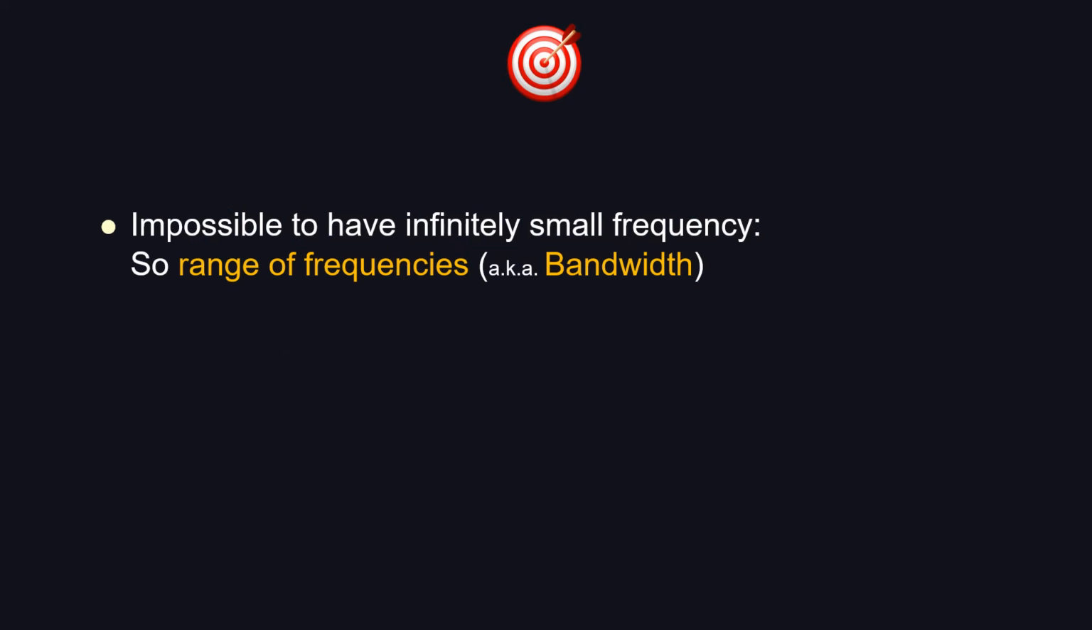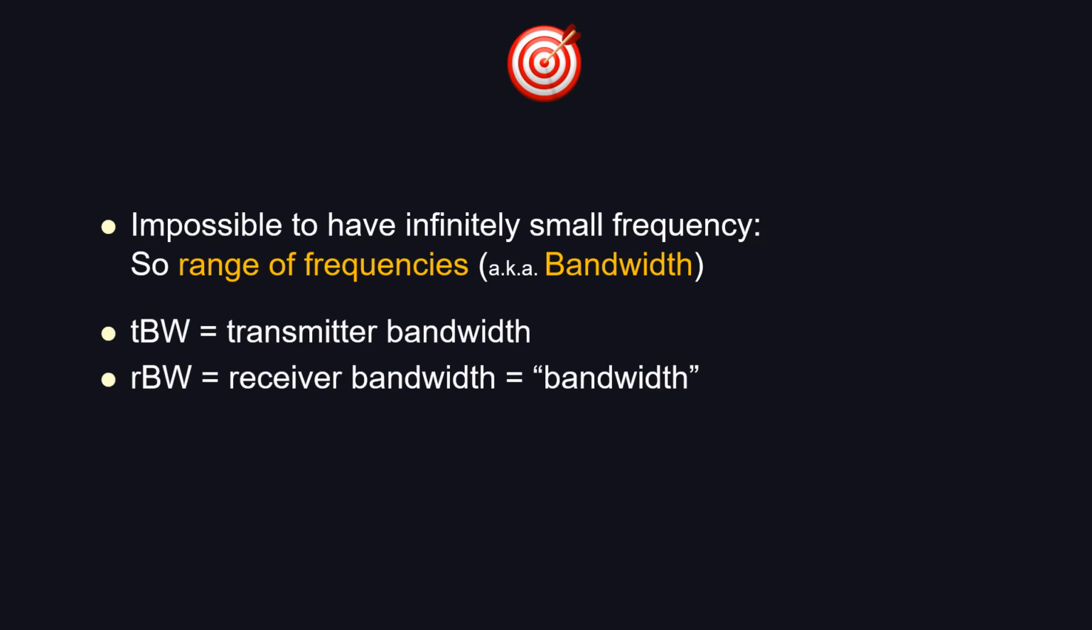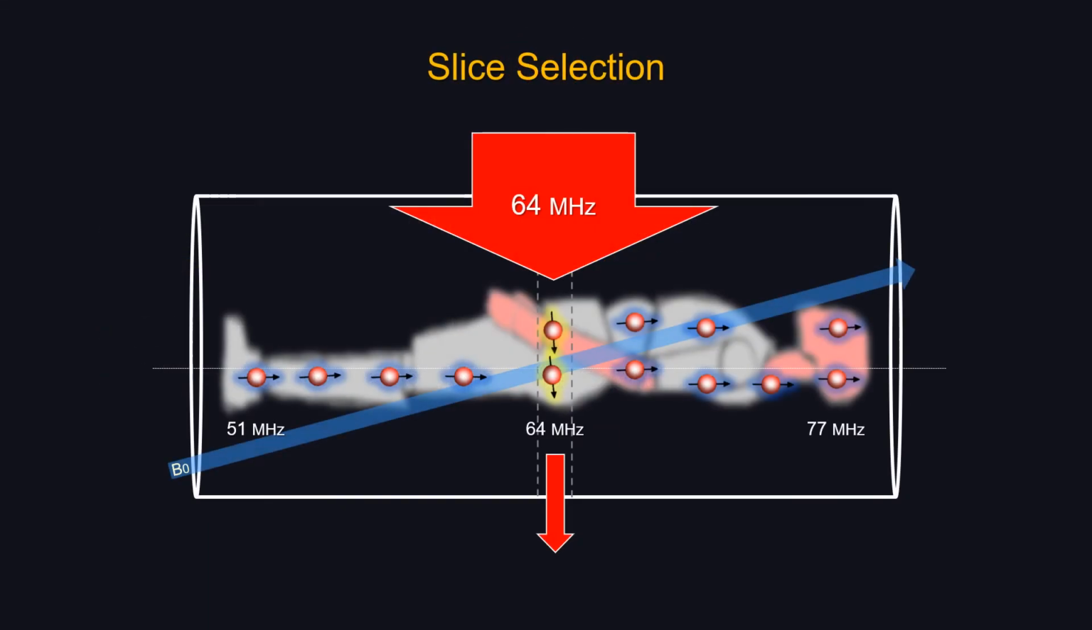It is physically impossible to have an infinitely small frequency. So you need to give a range of frequencies. That's another term that you have heard before. That's a bandwidth. So you have transmission bandwidth or you have receiver bandwidth. In this example, instead of just one single frequency, you send in a narrow bandwidth. Any proton that's precessing in that range will resonate.